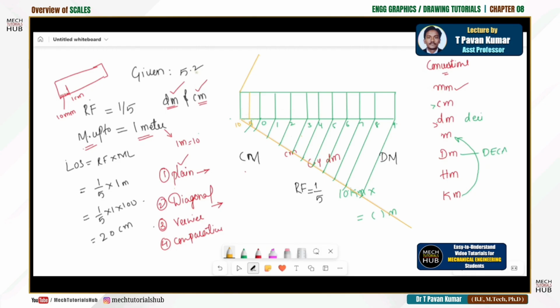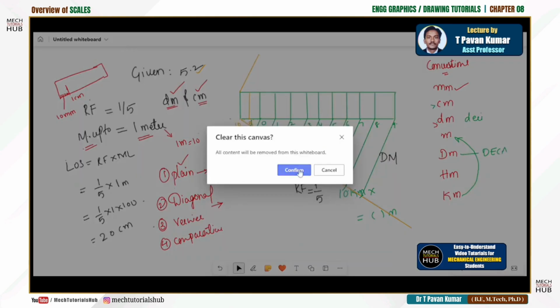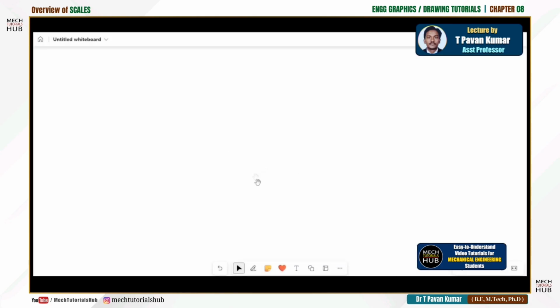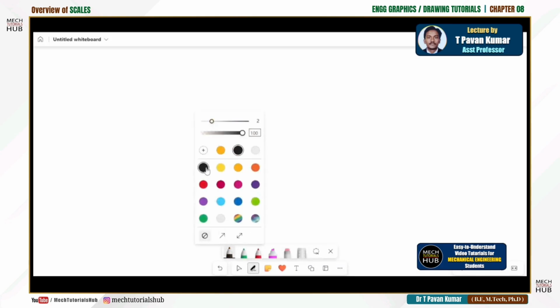Now if I want to measure 5.2, one leg of the divider will be on 5, one on the second division. Accordingly I can easily measure. This is how a plain scale is measured using the conversions and given dimensions. Alright, let me take one more simple problem of a plain scale. In the upcoming lectures I will explain diagonal, vernier and comparative scales also. Let me clear the complete window and come up with a simple problem again.